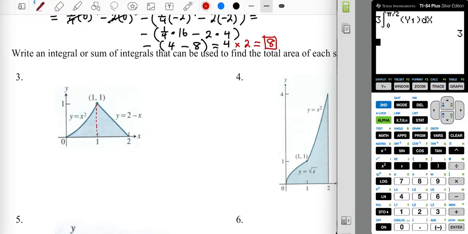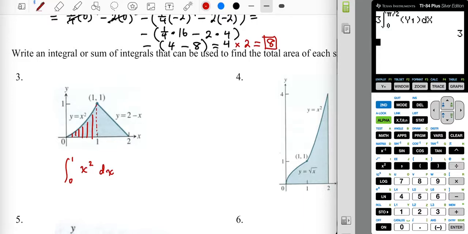All right, so I want the area bounded between y equals x squared and the x-axis, and y equals 2 minus x and the x-axis. So that's going to be an integral over the interval of 0 to 1 of x squared dx, all right, because that's getting me from 0 to 1 following the y equals x squared function.